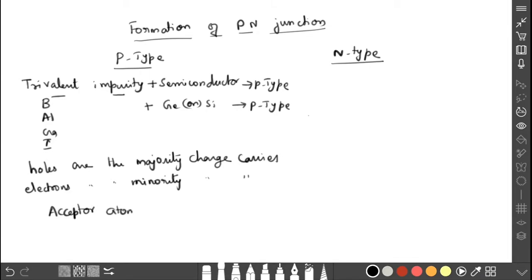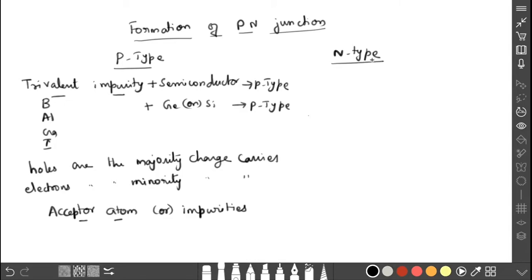Acceptor impurities. Why? What is the meaning of acceptor impurity? This trivalent impurity is ready to accept the electrons. Okay, it has holes, so it has vacant sites to occupy the electron. That's why it is named as acceptor atom, right?